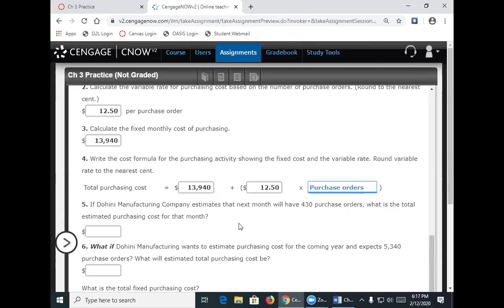13,940 plus 1250 times, was it 430? Yeah. And then we'll know. So what are my total costs? 19,350. Very good. $19,315.